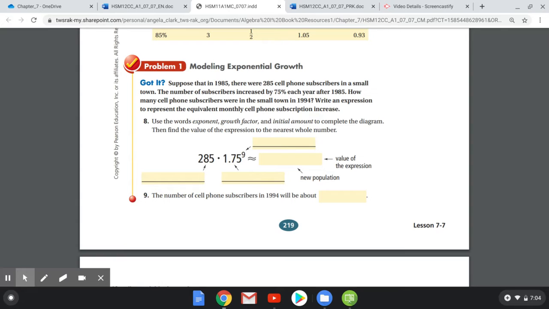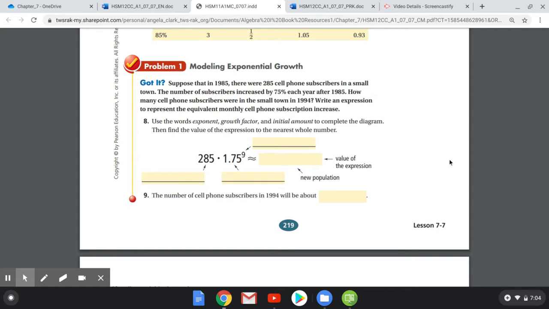Suppose that in 1985 there were 285 cell phone subscribers in a small town. The number of subscribers increased by 75% each year after 1985. How many cell phone subscribers were in the small town in 1994? Write an expression to represent the equivalent monthly cell phone subscription increase.